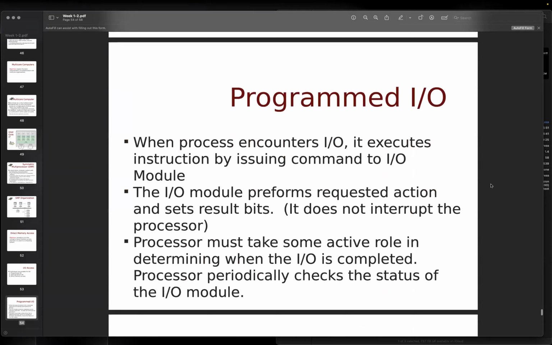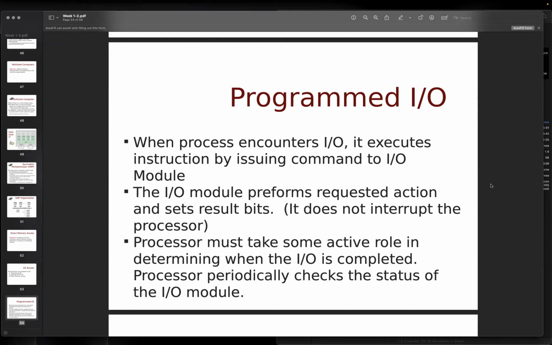For programmed I/O, when a process encounters I/O, I/O means input output, whether a keyboard, a printer, a monitor screen or anything like that. It executes the instruction by issuing a command to the I/O module. The module will perform the requested action and set the result bit. It doesn't really interrupt the processor. It's just waiting for the result bit. The processor may take an active role in determining when the I/O is complete, so it will periodically check the status of the I/O module.